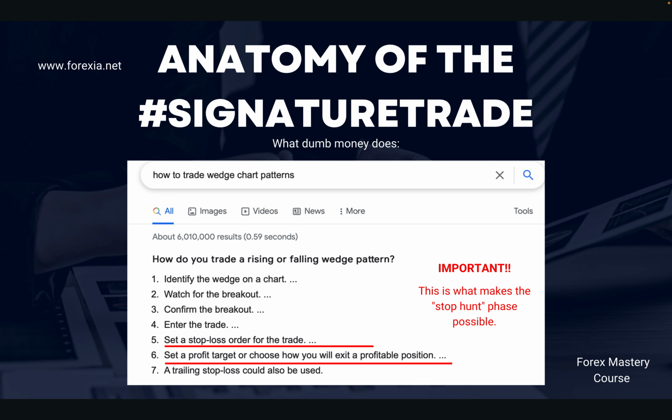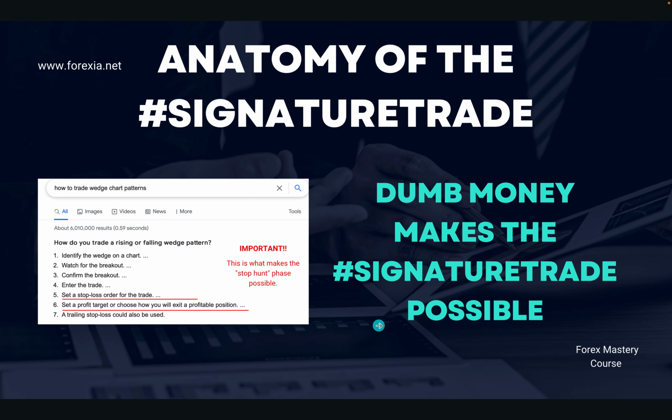So, when understanding what dumb money does, this is how you know that dumb money is placing their stop losses where they're placing them, because they're literally taught to place their stop loss in these different ranges. So basically, dumb money makes the signature trade possible. Dumb money, the repetition of this cycle, makes the signature trade possible, makes this entire strategy possible.